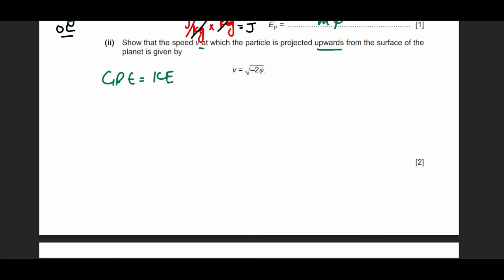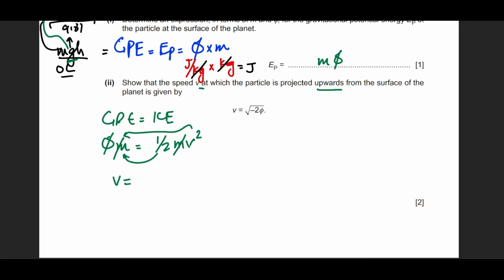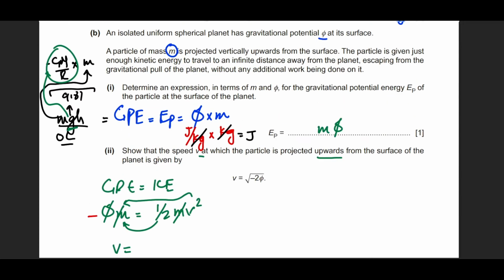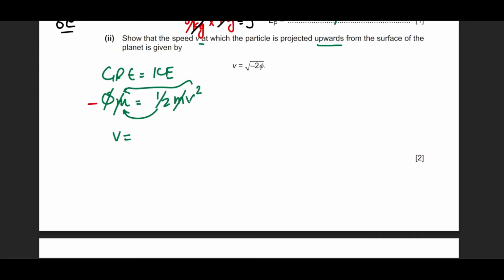Right? You throw the object with kinetic energy, and it converts into gravitational potential. No problem at all. So this will be simply phi m equals half m v square. Now m cancels out, 2 goes over there and under root goes over here. So this becomes v equals to, and of course there will be a negative sign over here because of the gravitational potential, right? So this will be negative 2 phi.